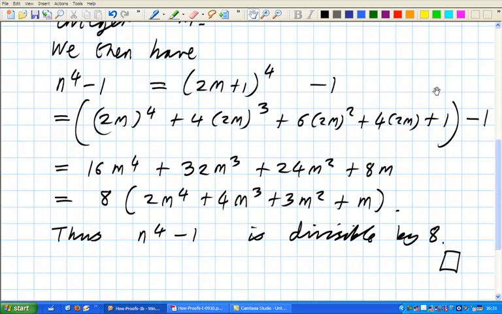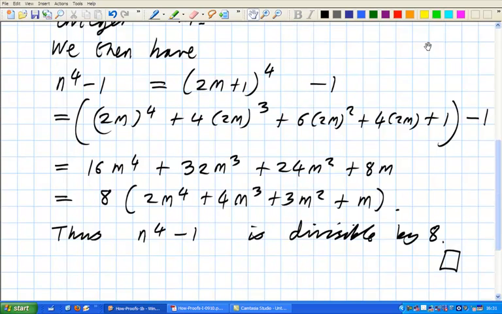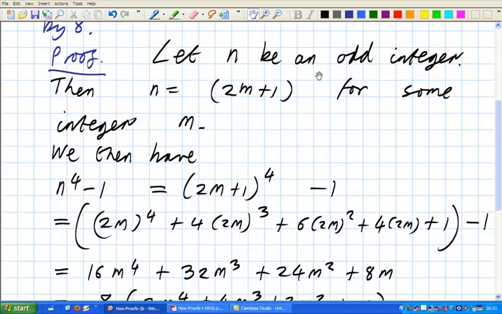And, of course, that all-important first line of the proof, let n be an odd integer, which is where we make all our deductions from. What do we say? We assume that n is an odd integer, we make deductions from that, we get the result. If it works, then we've proved something is true for all odd integers.